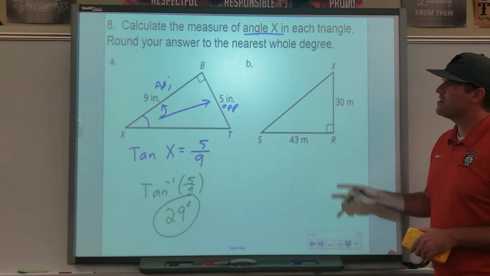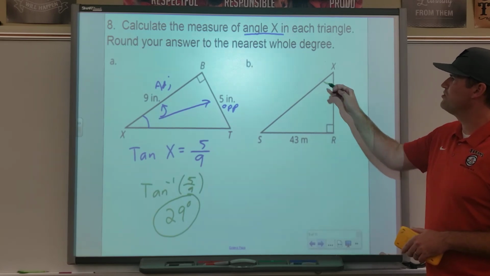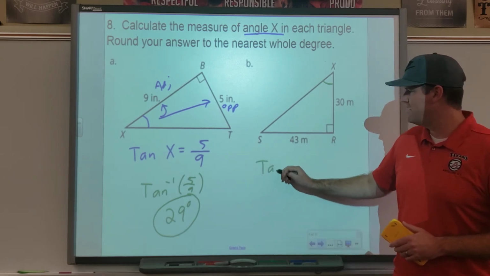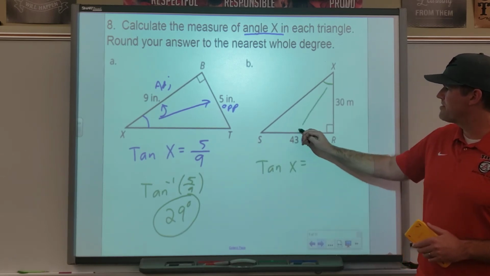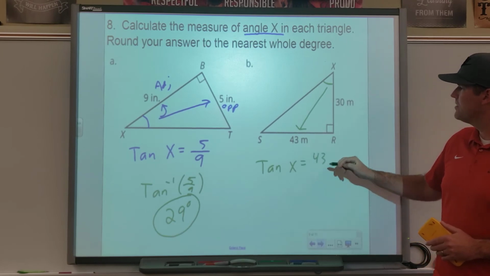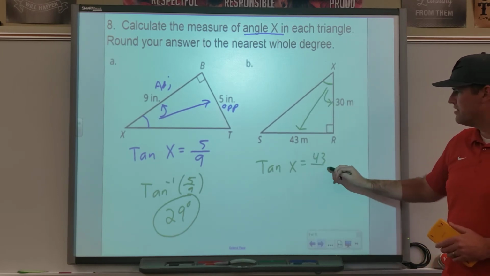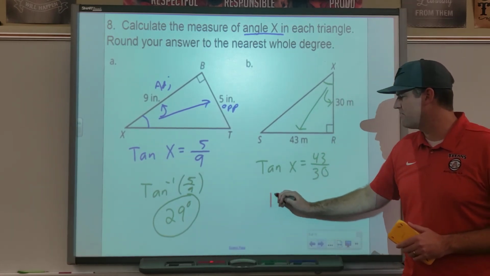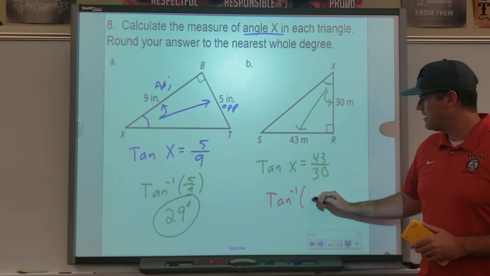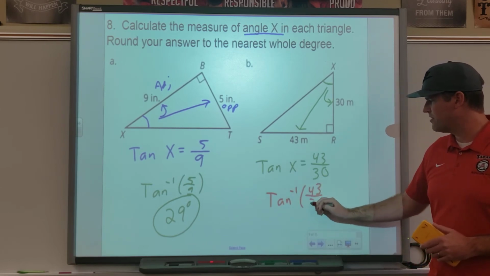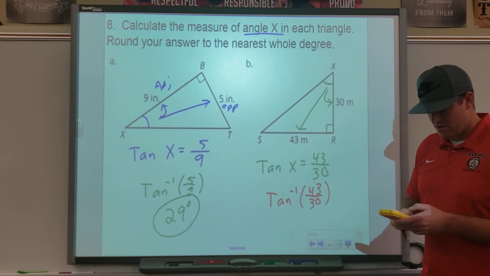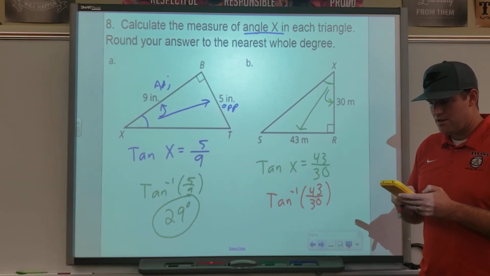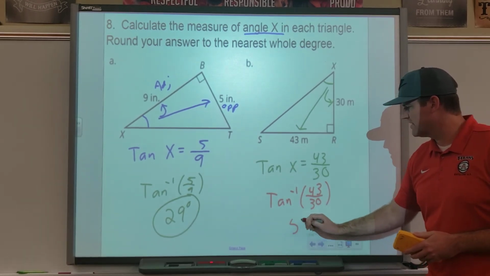Okay, go ahead and try this one. Keep in mind we are starting from angle X. All right, so we've got tan of X. Opposite is 43, that goes on top. Adjacent is 30, that goes on the bottom. We're finding the angle, so we're going to use inverse tangent. And I'm going to find the inverse of 43 over 30. So inverse tan of 43 over 30. And hopefully you got about 55 degrees.